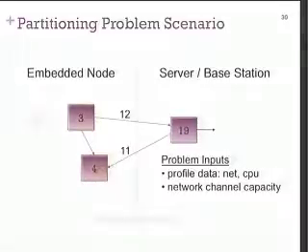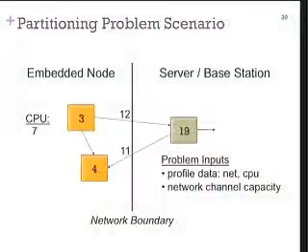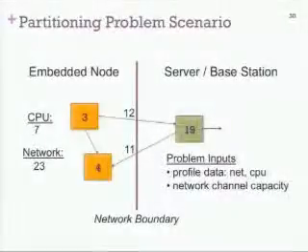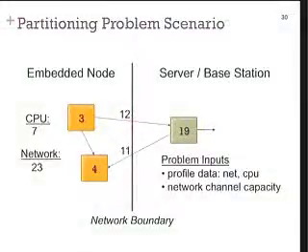So there are two relevant numbers here for a particular cut. One of them is the sum of the CPU cost on the embedded node, and the other one is the sum of network cost on the edges that are cut. Now, we could also look at the sum of the load on the server side, but for our applications, the server is effectively infinite capacity relative to the embedded node, so we don't worry about it for this optimization problem.